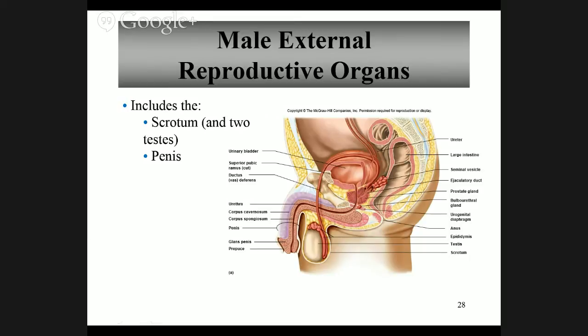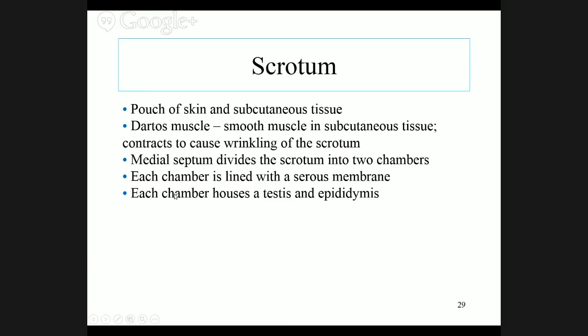The male external reproductive organs include the scrotum and 2 testes and the penis. The scrotum is a pouch of skin and subcutaneous tissues. There's a dartos muscle in the subcutaneous tissue that contracts to cause wrinkling of the scrotum. There's a medial septum that divides the scrotum into 2 chambers. Each chamber is lined with a serous membrane. Each chamber houses the testes and epididymis.